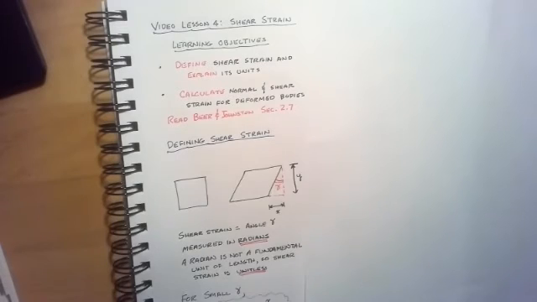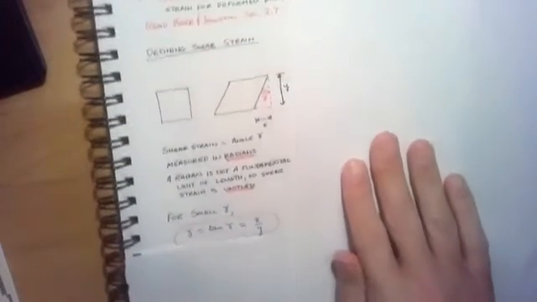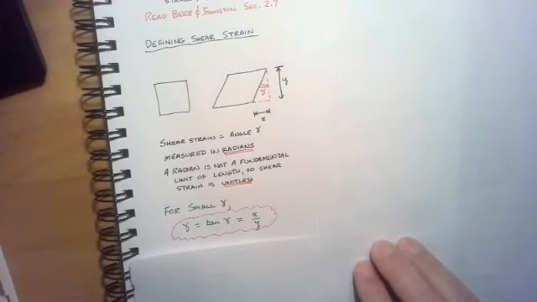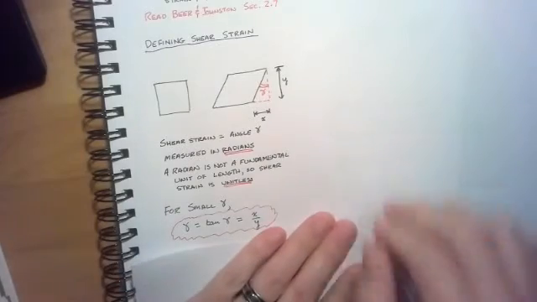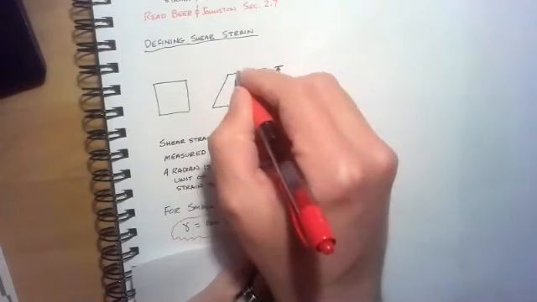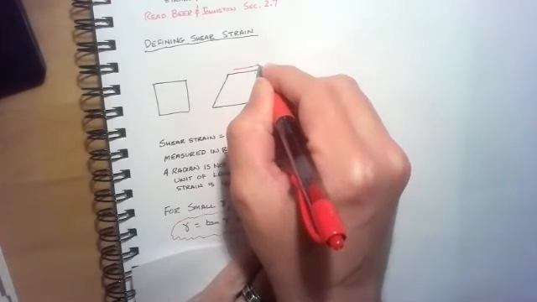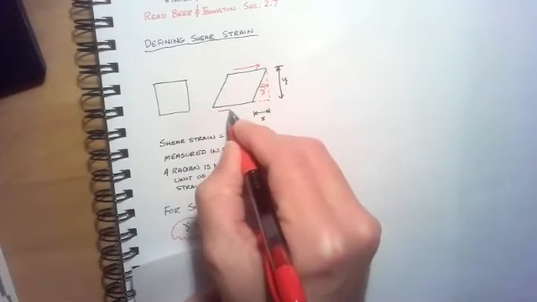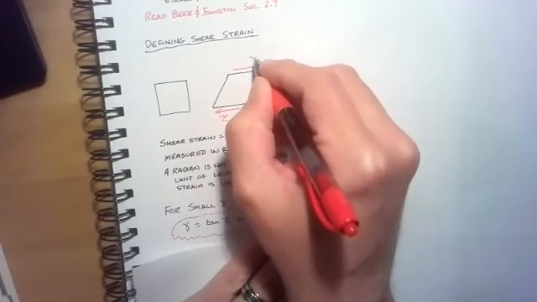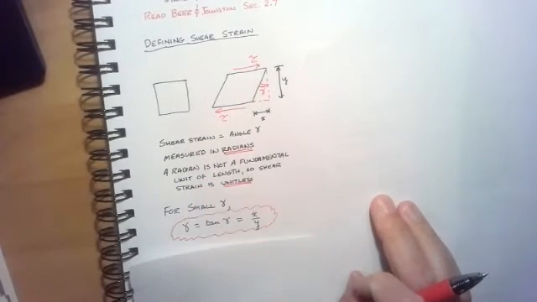So let's define shear strain. Shear strain is an angle that a rectangular shape would undergo when that shape is acted upon by some kind of shearing stress. Shearing stress would cause a pure angular distortion of the rectangular shape.